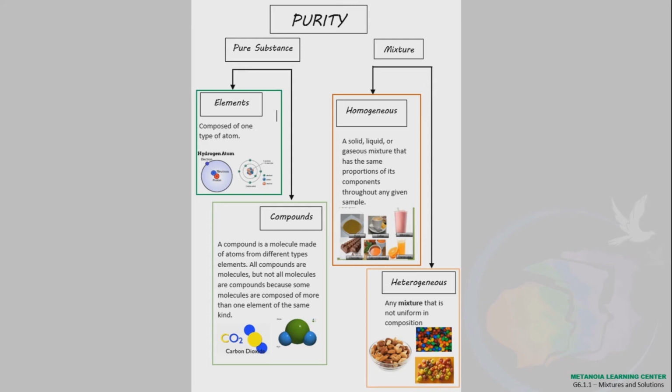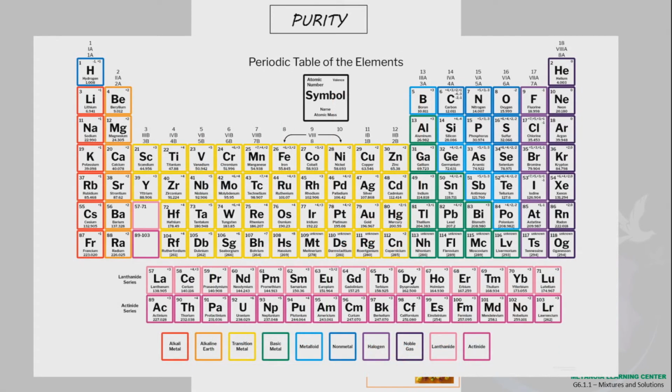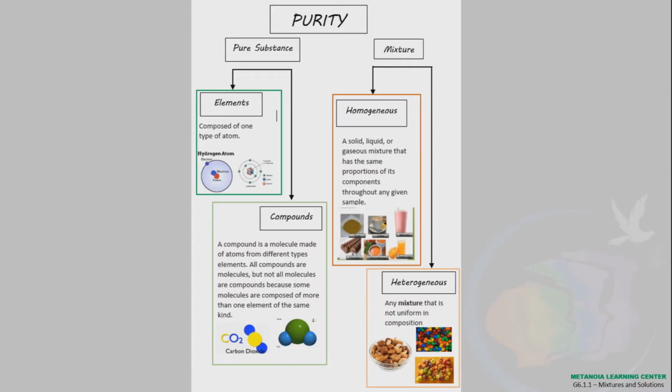Under pure substances, we have elements and compounds. Elements are composed of only one atom, just like the periodic table of elements. Each element is composed of only one atom. As for compounds, a compound is a molecule made of atoms with different types of elements.